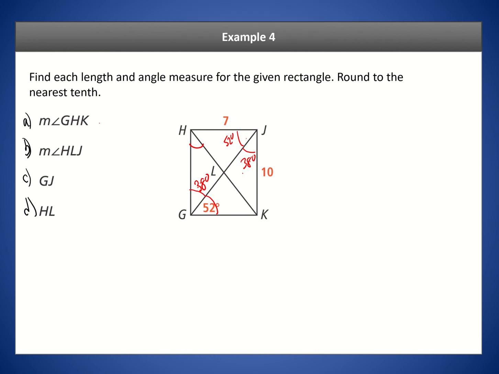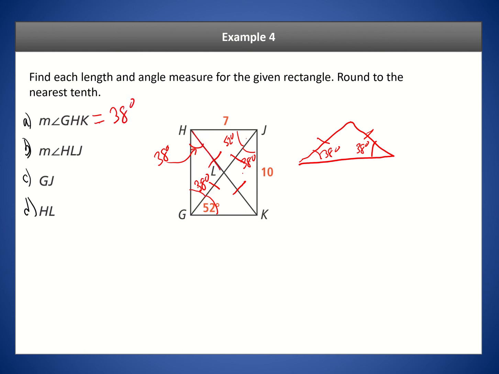Okay, so now the next important part is here. Because we know that this is a rectangle, we know that these are congruent and these are congruent. Now, if I focus on this, notice that this is an isosceles triangle. By the isosceles triangle theorem, we know that if we have an isosceles triangle, the angles opposite have to be congruent. So if this is 38, this has to be 38. So by the isosceles triangle theorem, this has to be 38 degrees. Therefore, GHK is equal to 38.